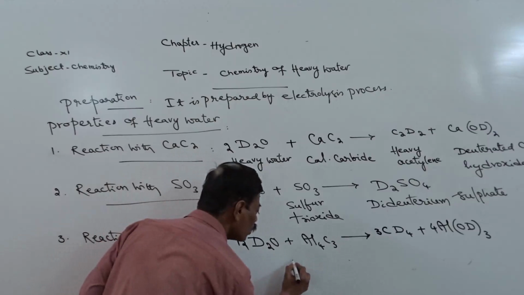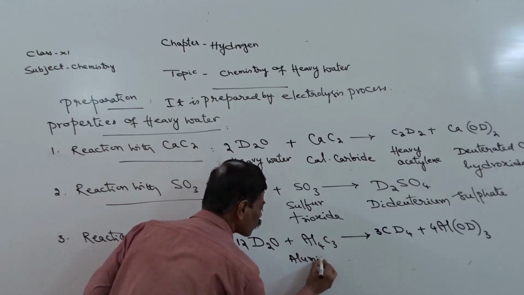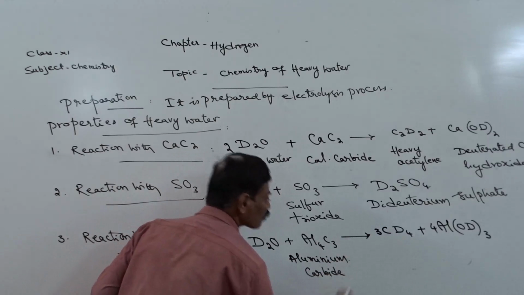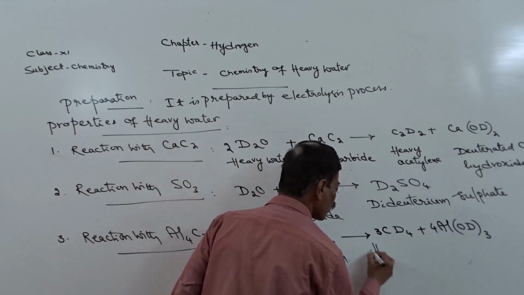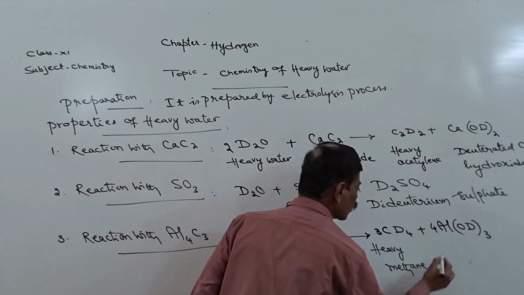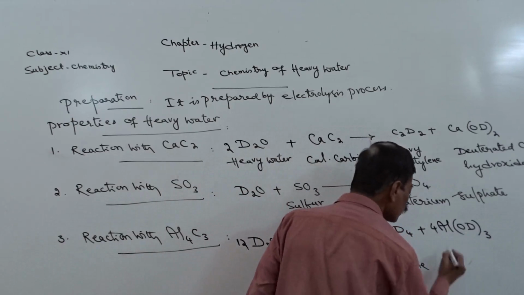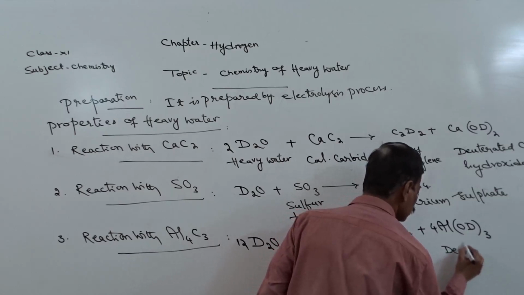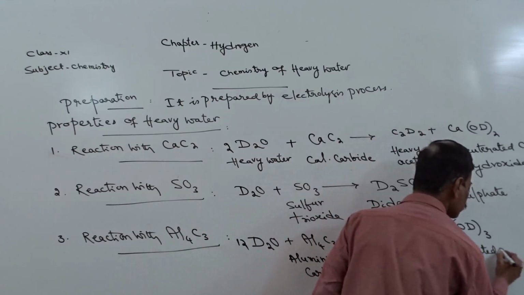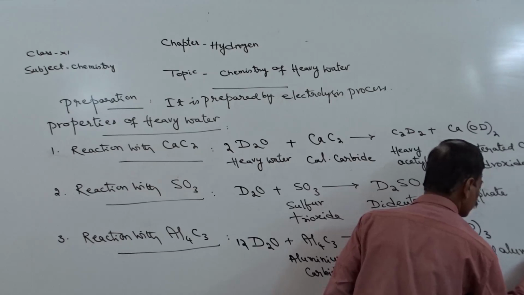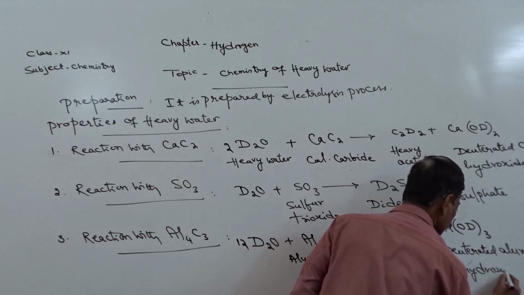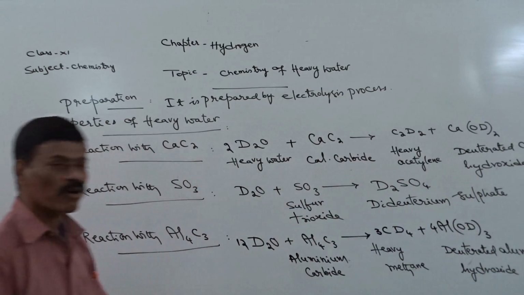So products are aluminium carbide, and this is heavy methane, and this is deuterated aluminium hydroxide. That's all. That's about chemical properties.